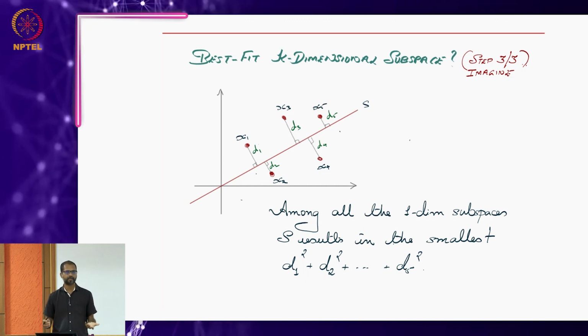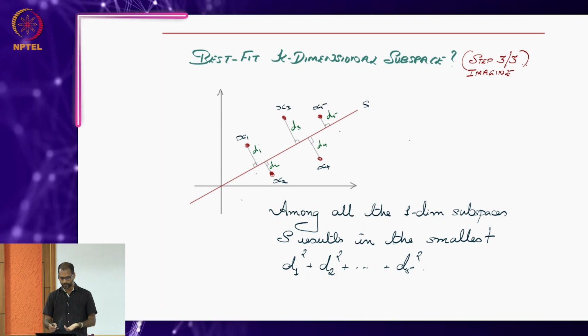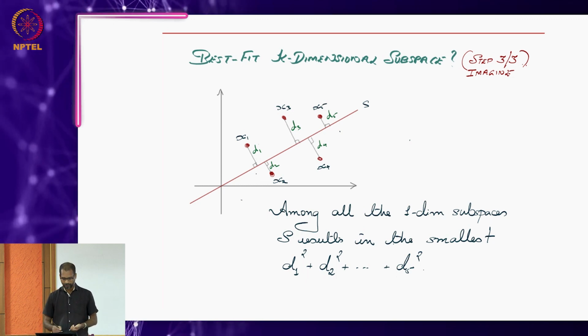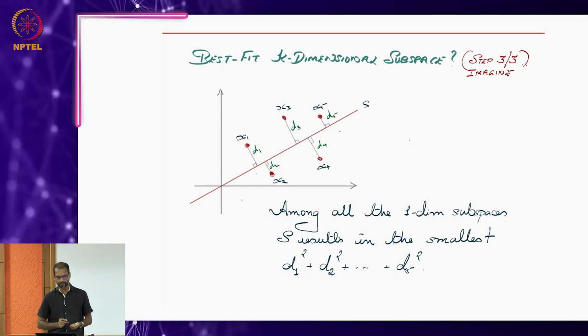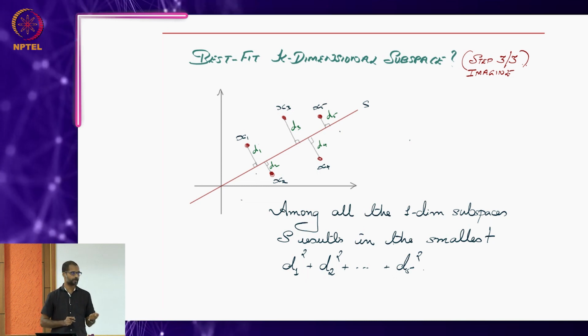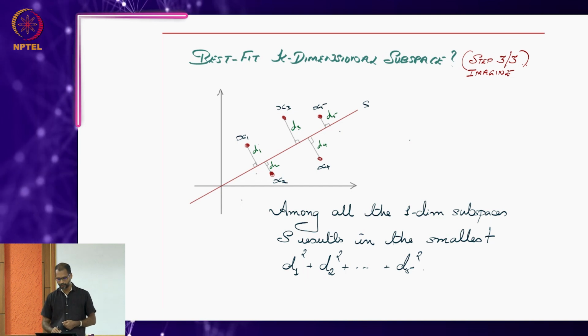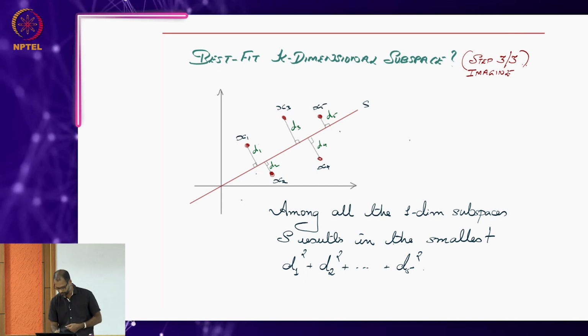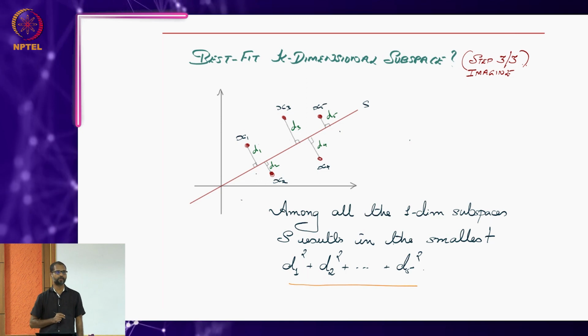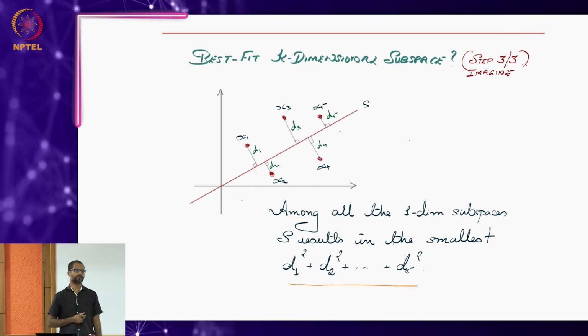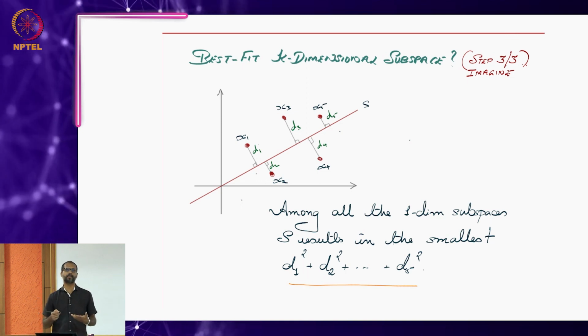The subspace I am taking is one-dimensional. The points are x1, x2, x3, x5. Each of these d1, d2, d3, etc. denotes the distance of the corresponding point to the subspace, and the error that we are talking about will be d1 squared plus d2 squared plus d3 squared all the way up to d5 squared. This is the total error. Okay, this is a sum of squares of errors.